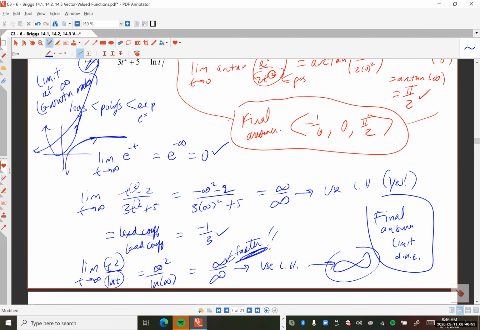What does this mean for our final answer, though? Right here, just write down the words, limit does not exist. That's the answer. Don't give me a vector. Don't you dare. I don't want to see components in a vector. You write down, limit does not exist.